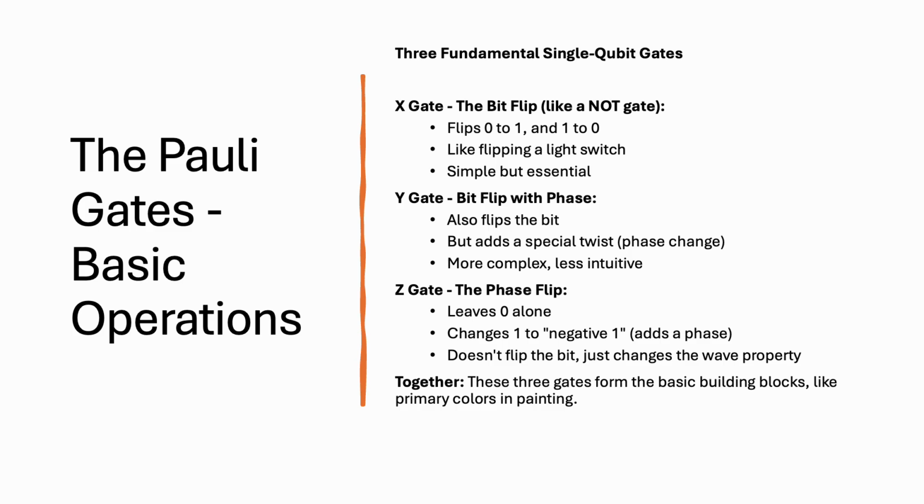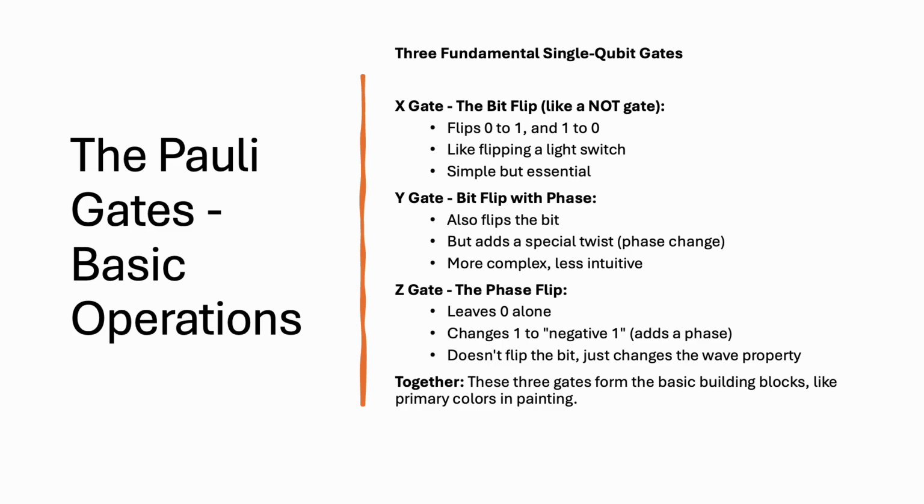The Z gate is particularly interesting because it does not flip the bit at all. Instead, it performs what is called a phase flip. It leaves state 0 completely unchanged, but it flips the sign of state 1. You might think this does not do anything useful since the probabilities don't change, but remember that phases are crucial for quantum interference. The Z gate is essential for many quantum algorithms that rely on phase-based interference. On a Bloch sphere, it is a 180 degree rotation around the vertical z-axis.